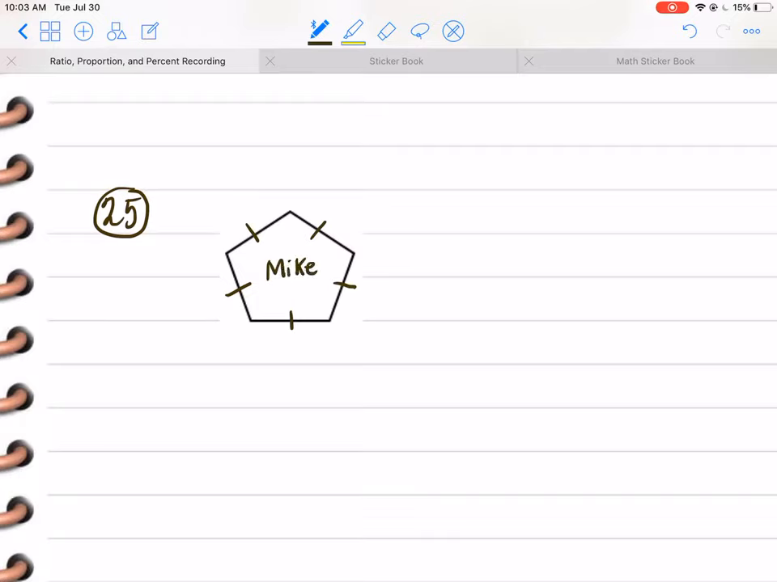And the sides are 8, 8, 8, 8, and 8. That's what makes it a regular pentagon. So to get the perimeter of Mike's garden, we just need to multiply 5 sides times 8 feet each. So Mike's perimeter is 40 feet.